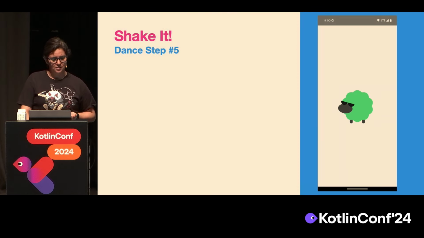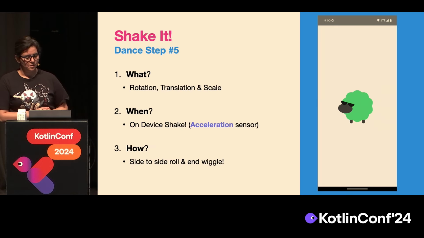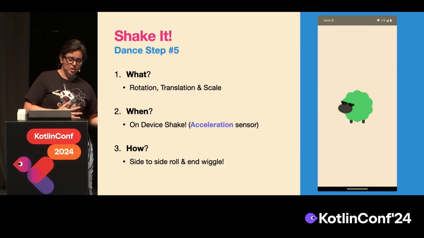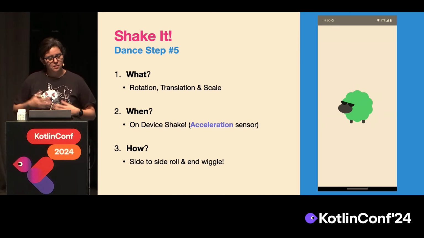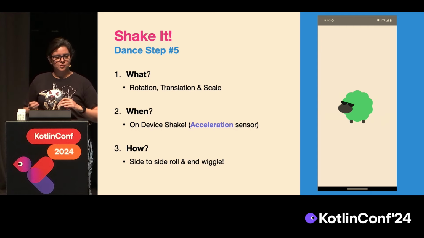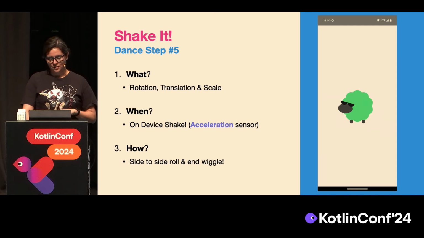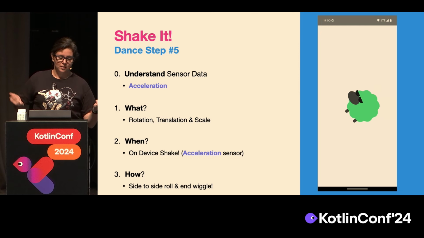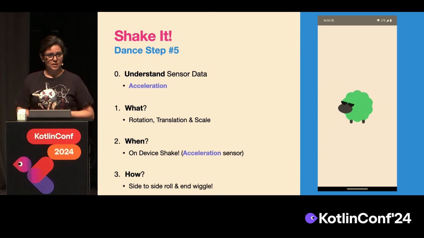Let's go into Shake It, our next dance step. Again, we're going to be answering our questions, and this is what I'm going to be doing. I am going to be updating rotation, translation, and scale whenever I shake my device. Now, how I'm going to be doing this, basically when a shake is over, I just want to slide my chip side to side and have a nice wiggle. Of course, as before, we'll have to have our step 0 here, which is going to be understand the sensor data. And in this case, the one we're going to be using is the accelerometer.